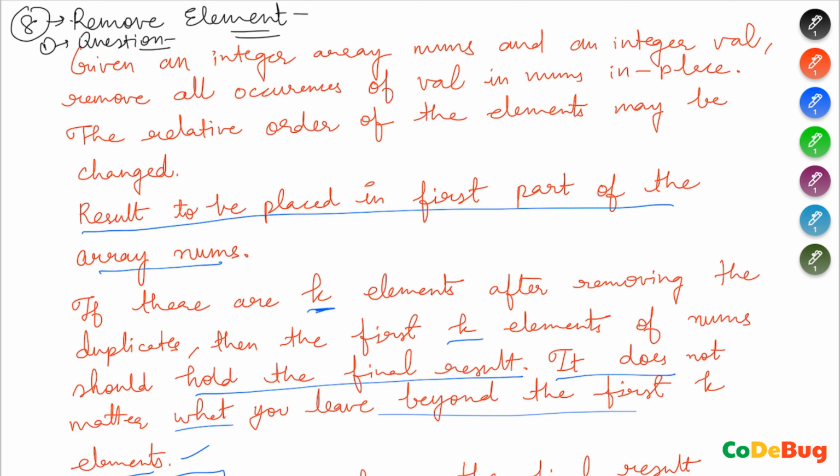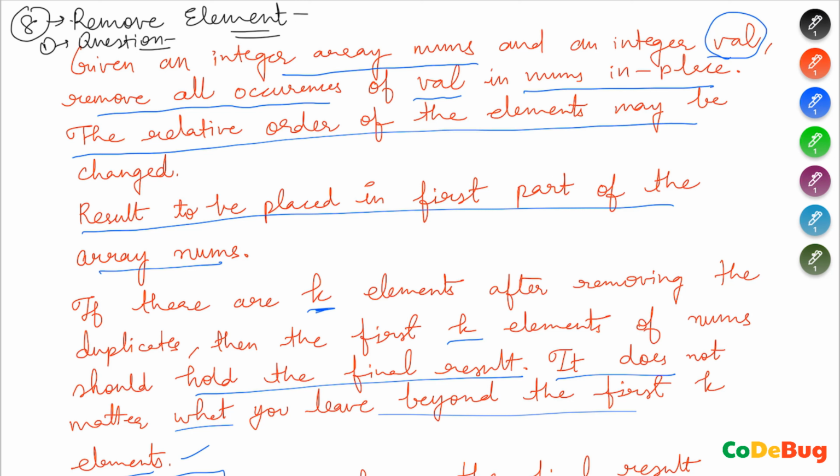Hello everyone, welcome to another Leetcode question, and in this question we will be solving Remove Element. What we have in input is an integer array nums and an integer value represented by the variable val. We have to remove all occurrences of the value val in nums in place, and the relative order of the elements may be changed.